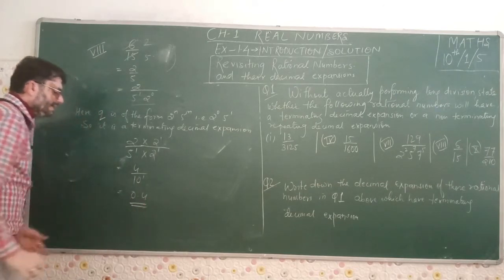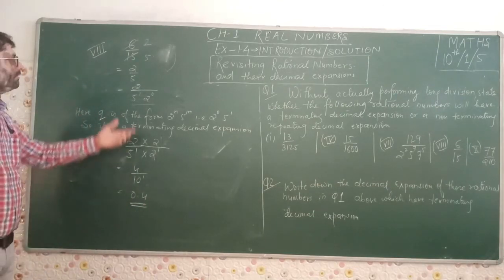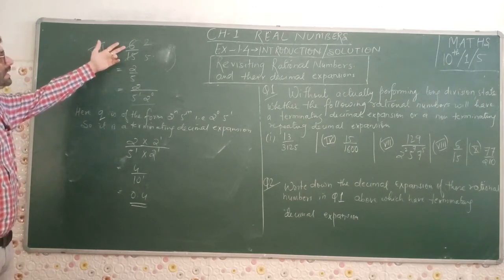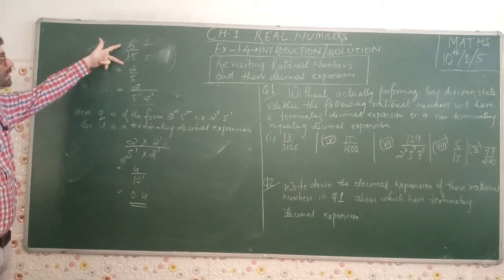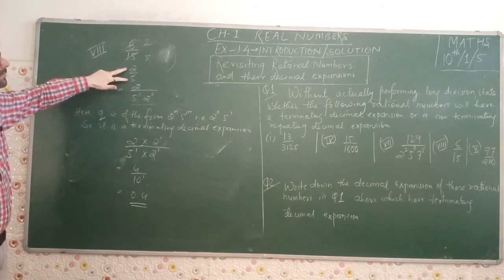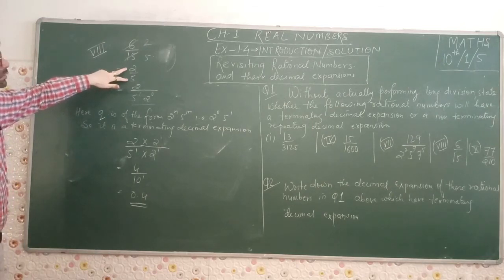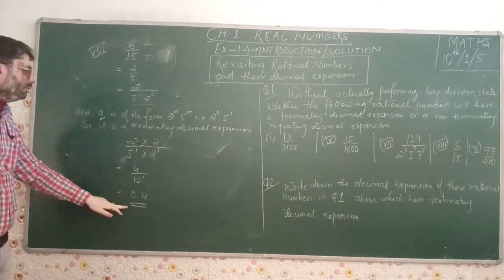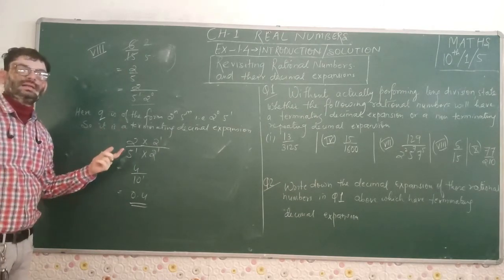So this is the decimal expansion of the given rational number 6 by 15, which was changed to 2 by 5 to make P and Q co-prime numbers. So its decimal expansion form is 0.4 because it was a terminating decimal expansion.